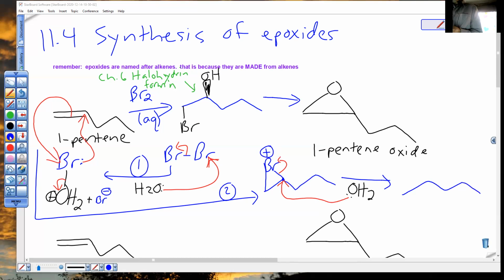And it looks like I drew the flip of the molecule on the top of the screen, had the water coming in from underneath, bromine on the other side. Remember, backside attack on a triangle.